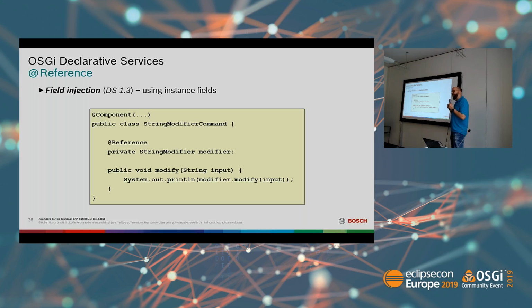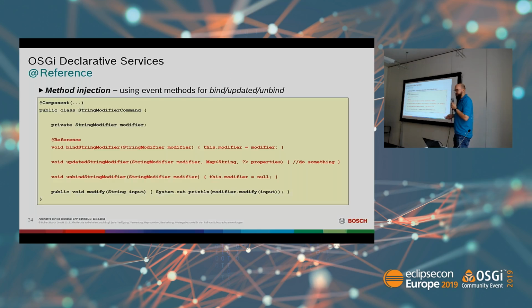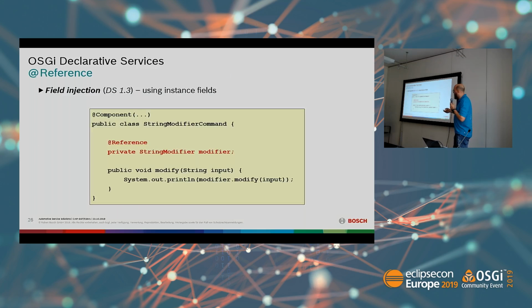Since 1.3, we have field injection. So compared to the previous version, where we had these three methods, we now add @Reference over the field. So we have a field injection like we know it from other CDI frameworks. Pretty simple one.